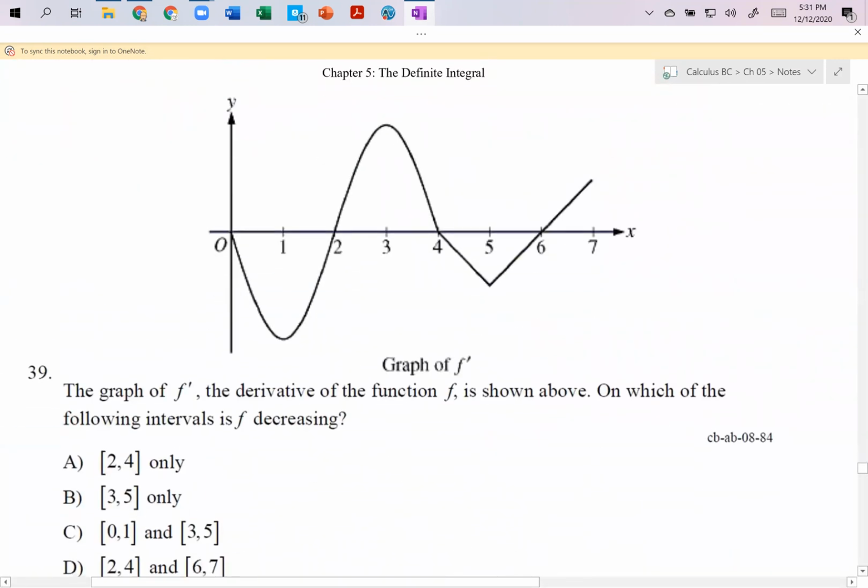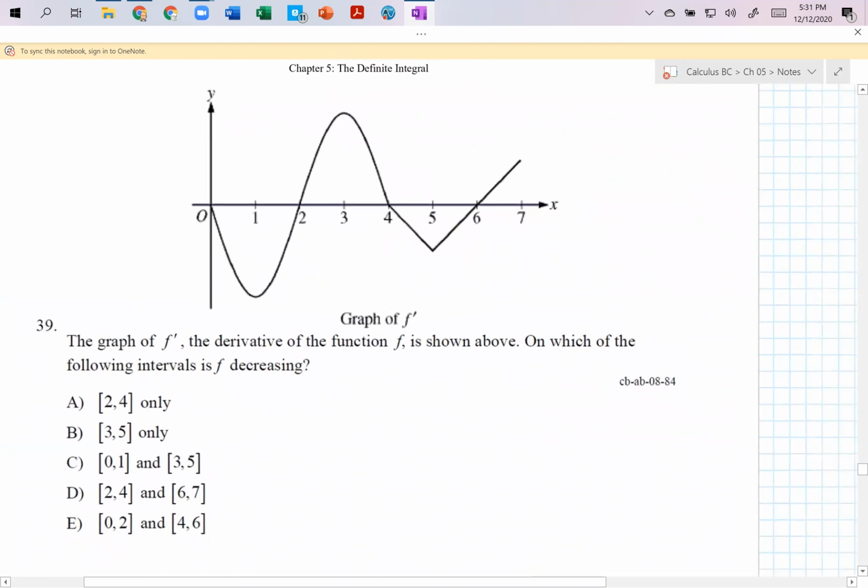39. The graph of f prime, the derivative of f, is shown above. On which of the following is the interval decreasing? Let's see. I have decreasing behavior when f prime is less than 0, which happens here from 0 to 2, and here from 4 to 6. 0 to 2 to 4 to 6. The answer must be E.